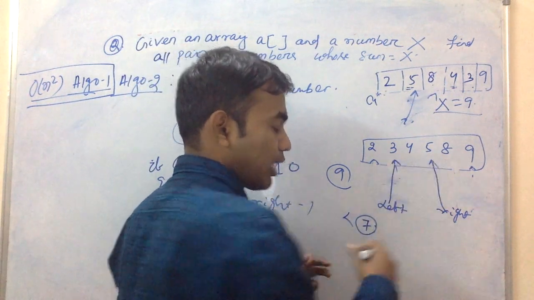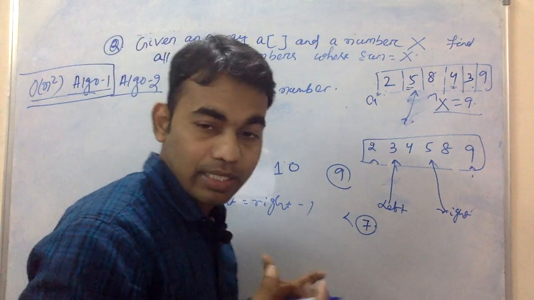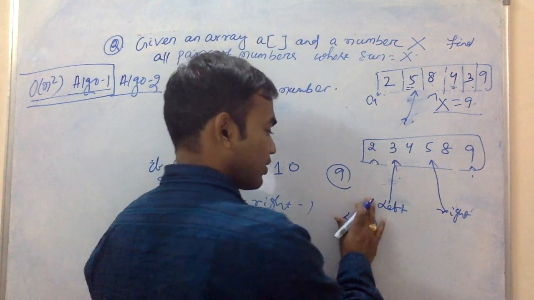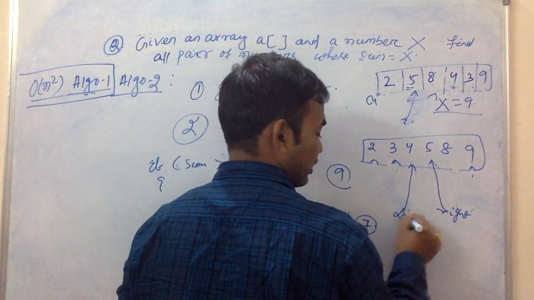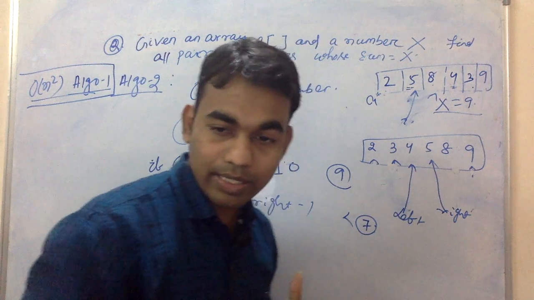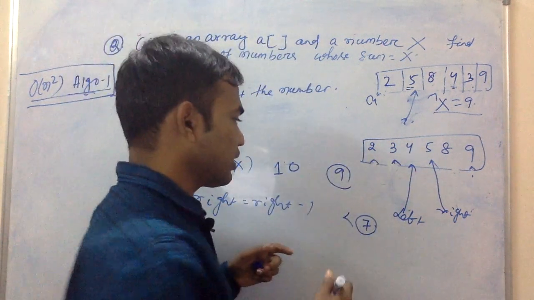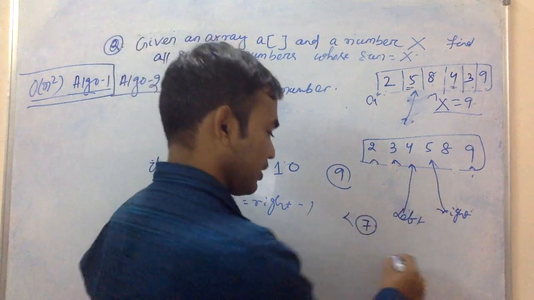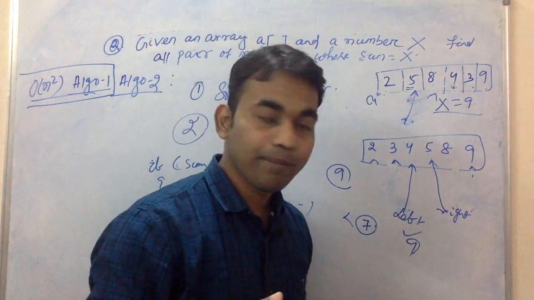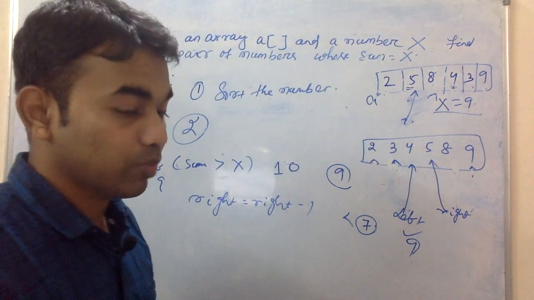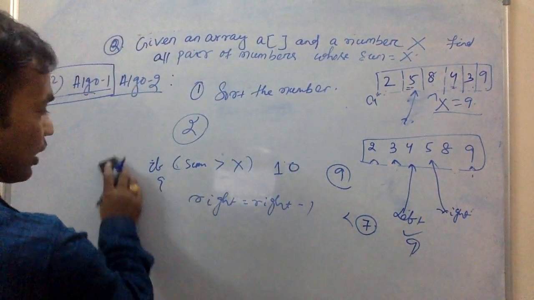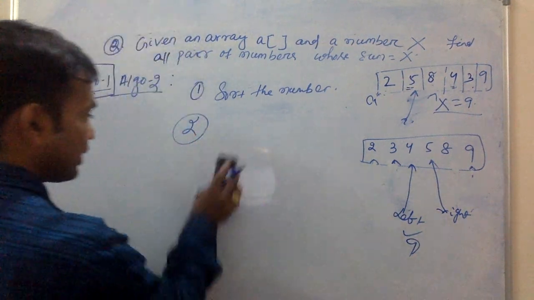Now I will continue this process until I get a hit. 3 plus 5 is 8, again less than this, so I am going to increase the left pointer. Now 4 plus 5, we got a hit: yes, it is 9, this is matching. Now the algorithm terminates and we don't have more elements to add. So that is the algorithm of this second algorithm.